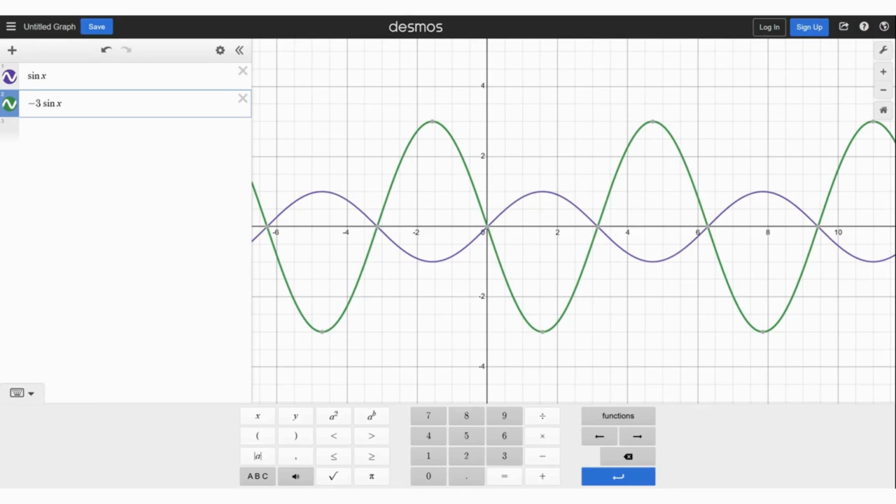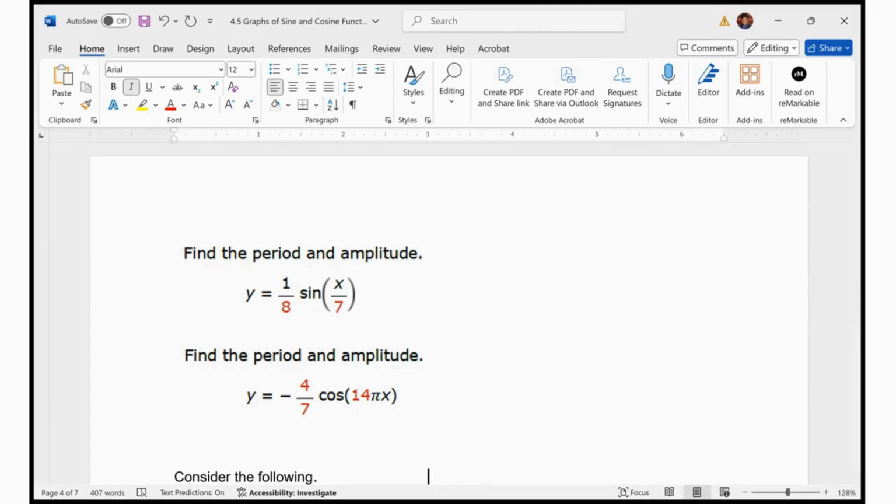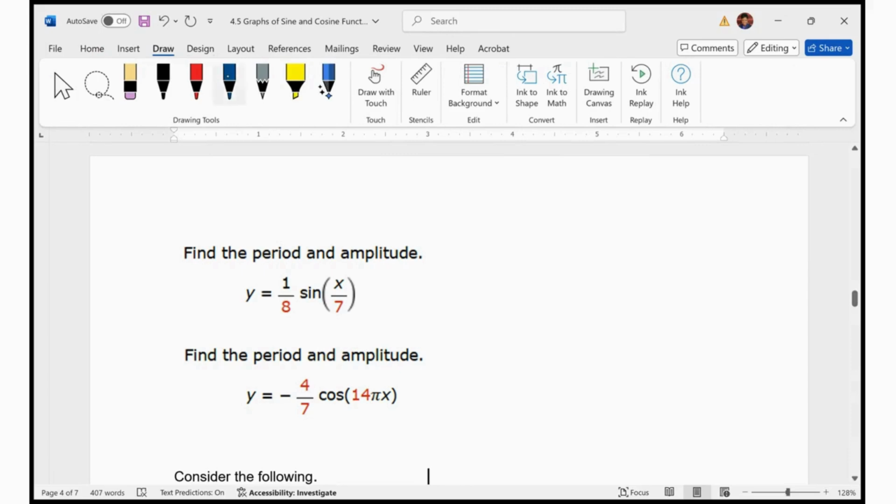All right, stop sharing. What's the formula for period? 2 pi over b. The question is, though, what is b for x over 7? Think about it again, what we said earlier. Anybody else? Any other guesses? What did I say b was earlier?